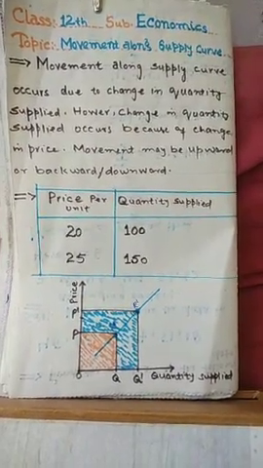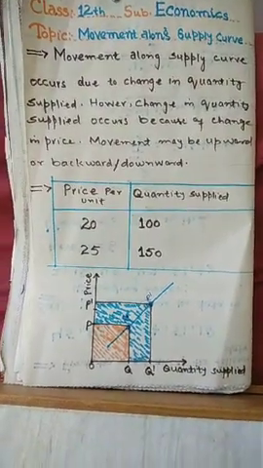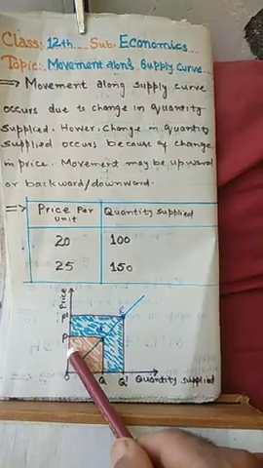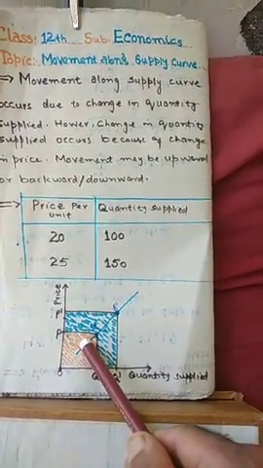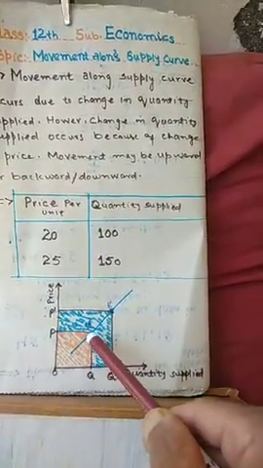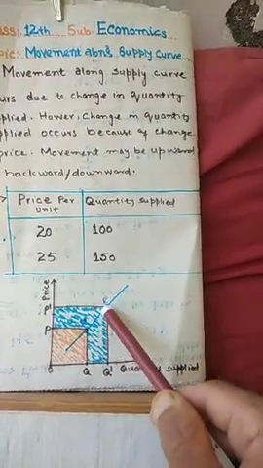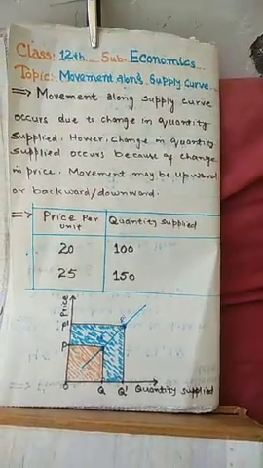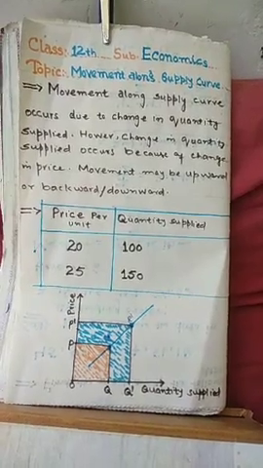Yes, dear students, however, in contrast to this, if the price now decreases from this OP to below this point, the quantity supplied will also change, it will also decrease up to this point. So at this moment, the movement will be downward along the supply curve. Yes, dear students, this was all about movement along the supply curve.